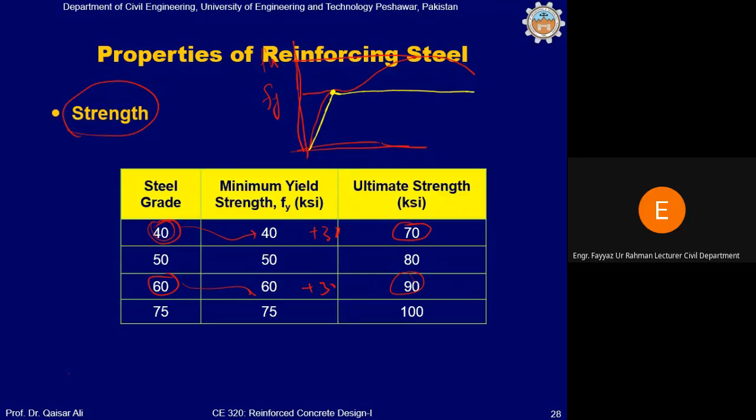Now, why do we do this? There are two advantages of converting this stress strain curve into a bilinear curve. One advantage is that this much strength is kept as a reserve strength. So this is basically a factor of safety on the material level, which is basically material overstrain.